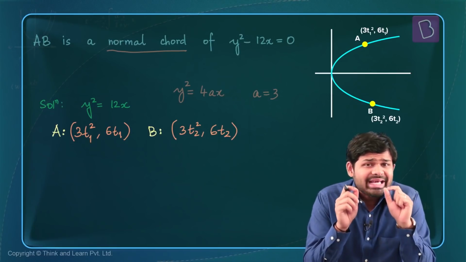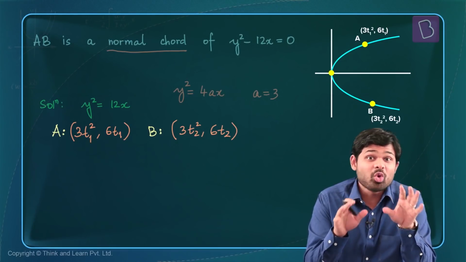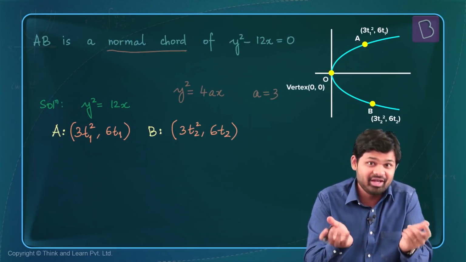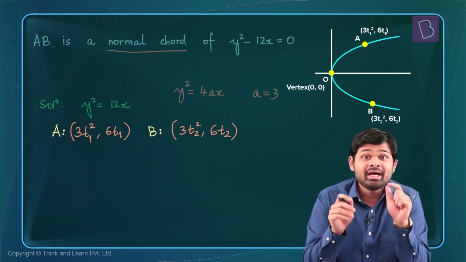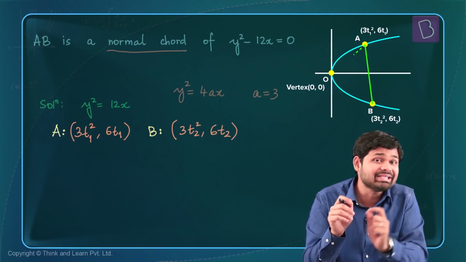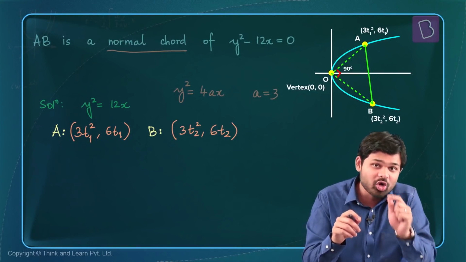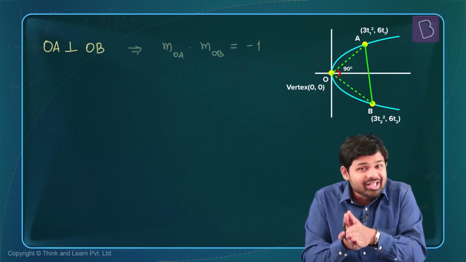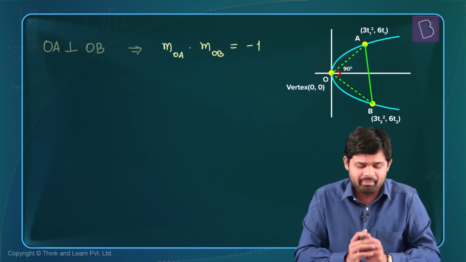Now, what is the vertex of this parabola? The parabola is y square equal to 12x, which means that the vertex of the parabola is 0, 0, the origin itself. So O is the origin, which is also the vertex of this parabola. The information given in the question is that AB subtends an angle of 90 degrees at the vertex. This means if I connect O to A and O to B, OA will be perpendicular to OB. This means that the slope of OA multiplied by the slope of OB would be -1. Again, a very simple concept.